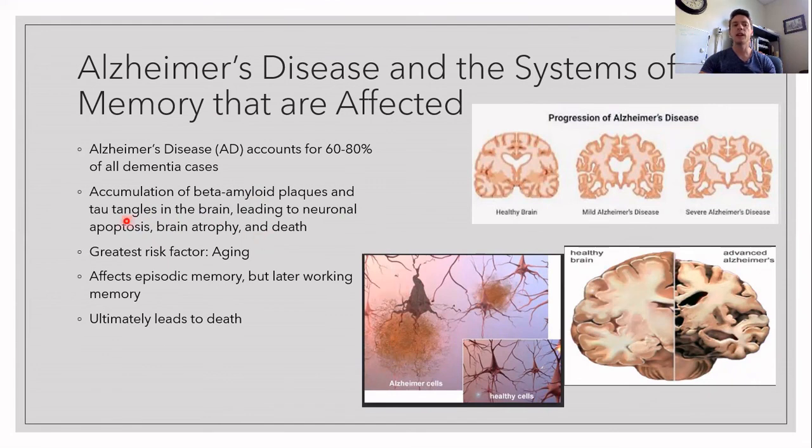Now, as I mentioned, the greatest risk factor for developing Alzheimer's disease is actually aging itself. But there's also genetic predispositions that put people at risk, of course. It tends to first affect episodic memory. So it starts targeting regions like the hippocampus. You see this progression of Alzheimer's disease is atrophy of the brain. But it also later begins to affect things like working memory, and ultimately it leads to death.